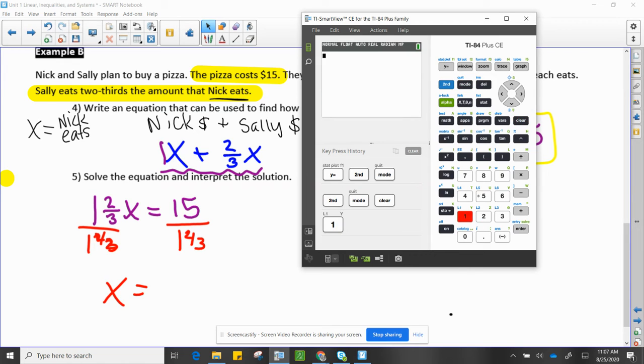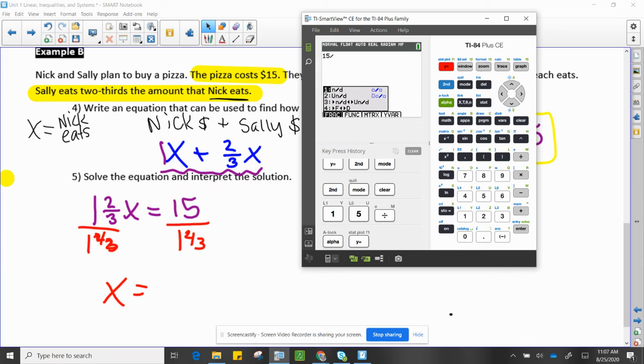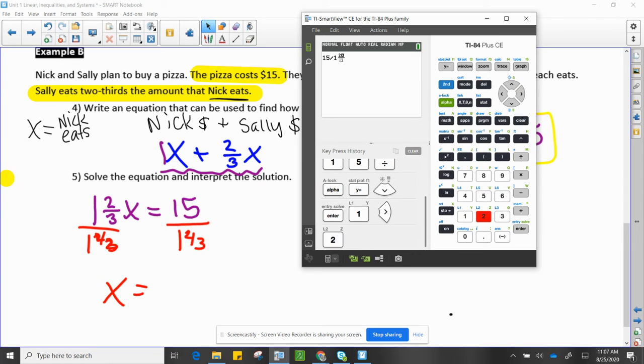Okay, so I have 15 divided by. Now, if you hit alpha y equals, it gives you this kind of menu. So this is for a mixed number. So divided by 1 and 2/3. There's our X. X is 9.